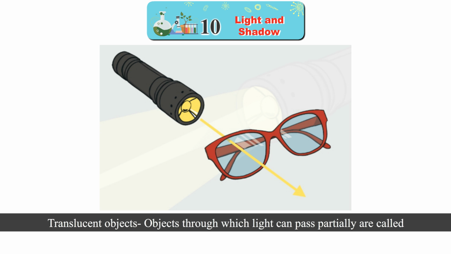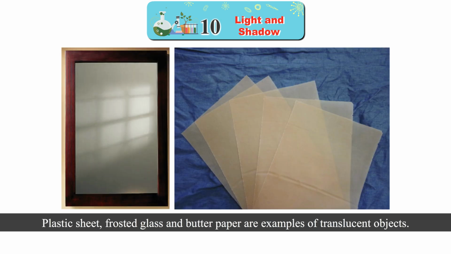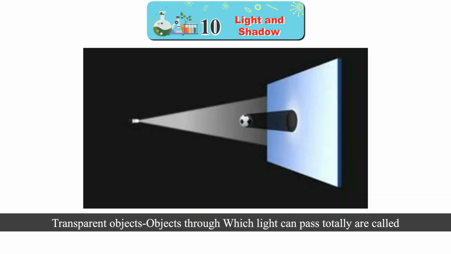Translucent objects. Objects through which light can pass partially are called translucent objects. Translucent objects form faint shadows. Plastic sheet, frosted glass, and butter paper are examples of translucent objects.